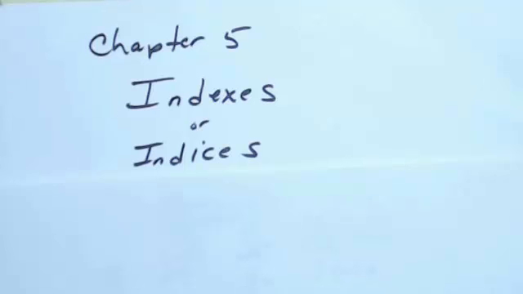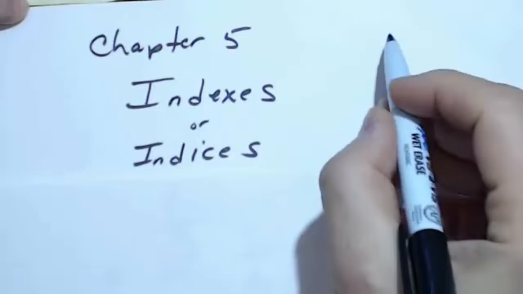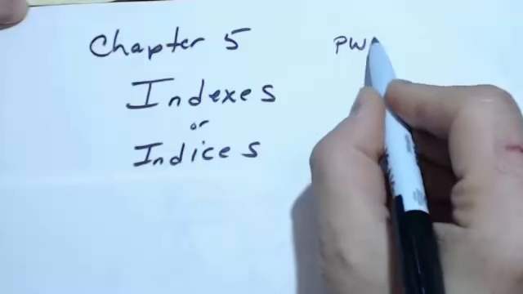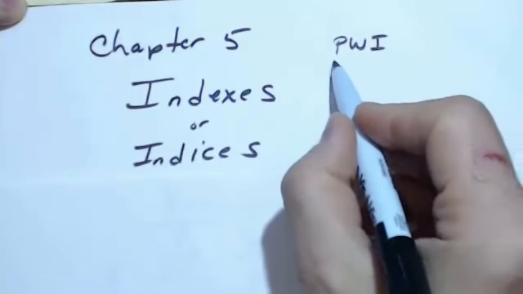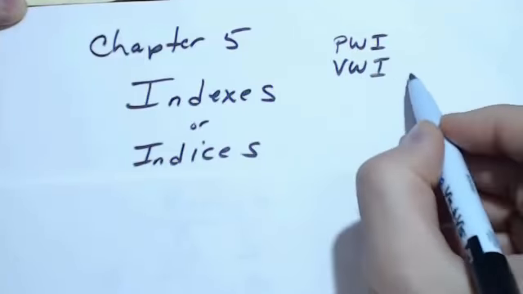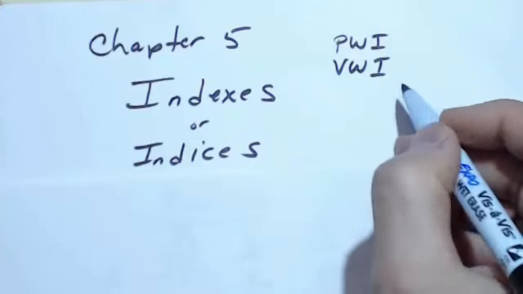In this video, I'm going to cover Chapter 5, and I'm going to specifically be looking at indexes, or indices as they're called. Either word applies. And I'm going to be looking specifically at price-weighted indexes and value-weighted indexes, which are by far the two most popular.